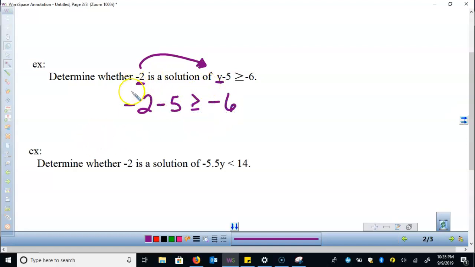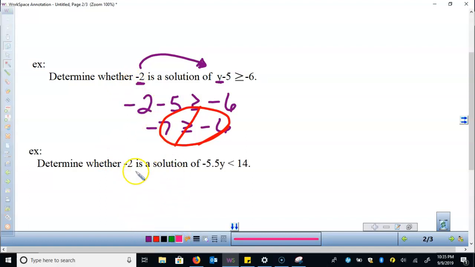So here I substituted -2 in for y, and we have -2 minus 5. Well, -2 minus 5 is -7. And I need to ask myself, is -7 greater than or equal to -6? Well, the answer to that is no, it's not. Okay? So that would be a false statement. -2 is not a solution.